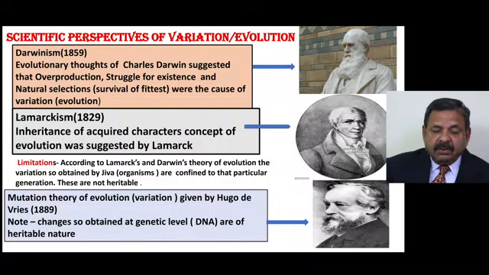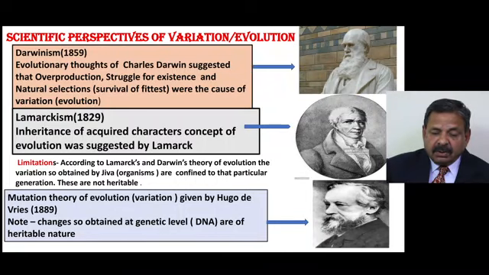In this concept of evolution suggested by Lamarck, whatsoever characters you have acquired physically will be inherited from generation to generation, and the variation is created. Likewise, Darwin also suggested that the struggle for existence, the survival of the fittest, or overproduction are the causes of variation. But in these theories, there are some limitations, some drawbacks.